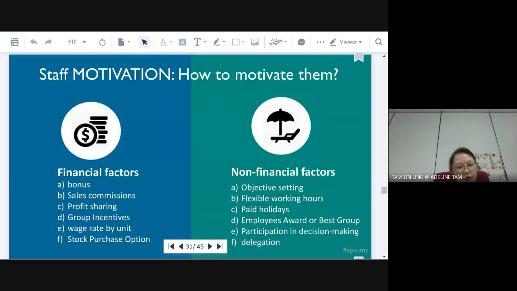And at the same time, we have non-financial motivators. Non-financial means you use any other ways except for giving them money. So for example, we set objectives, like I keep on saying, in planning we have this KPI, okay, or we have these objectives, KPI. So objectives is actually a way to motivate the workers to achieve their goal. So objective setting, and then for some companies they allow for flexible working hours. Okay, this is also something that workers will like.